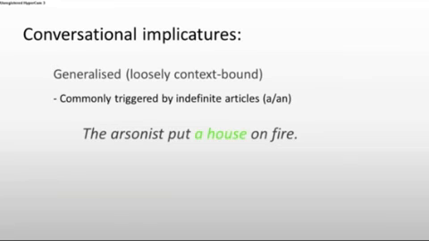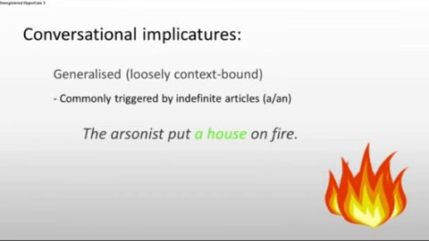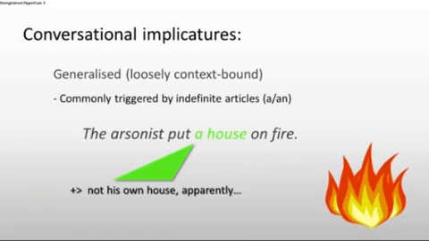If you don't know what an arsonist is, pause the video and look that up now. Done? Okay. So, this sentence features a generalized implicature simply by using the article a. The implication behind it is simply that it is not his own house the arsonist is burning down. It could be any house really, but not his.